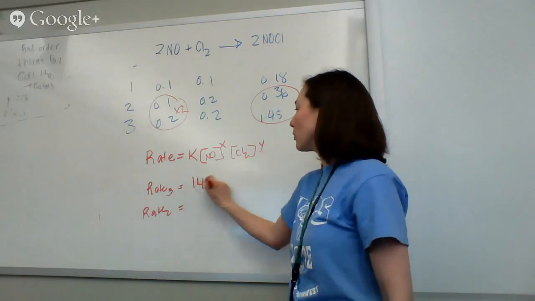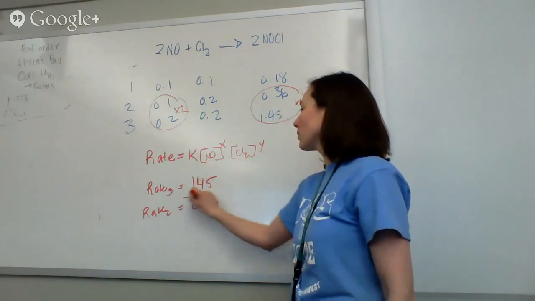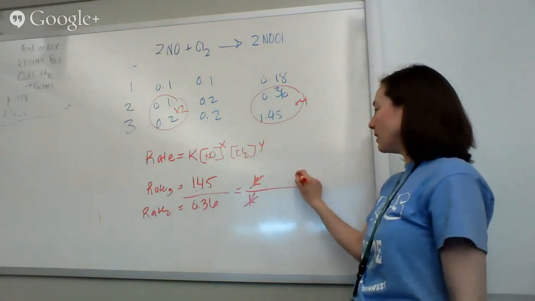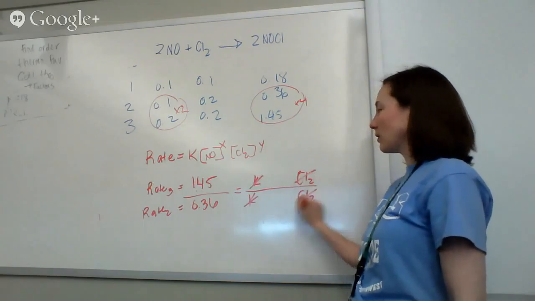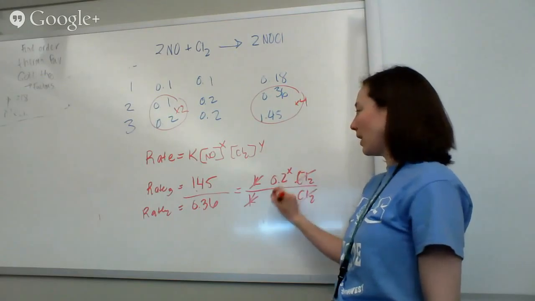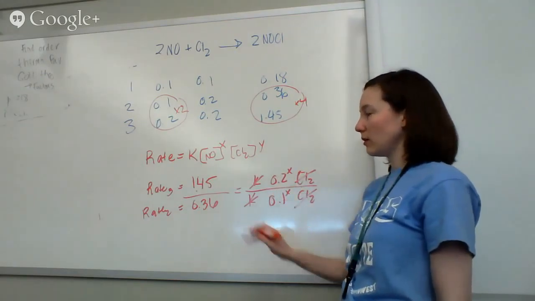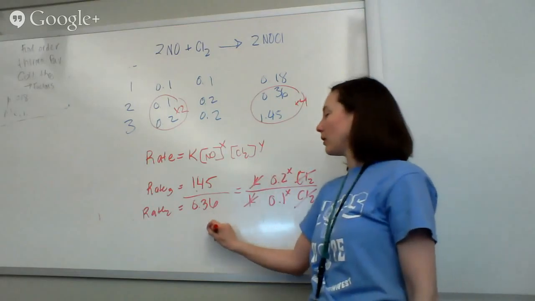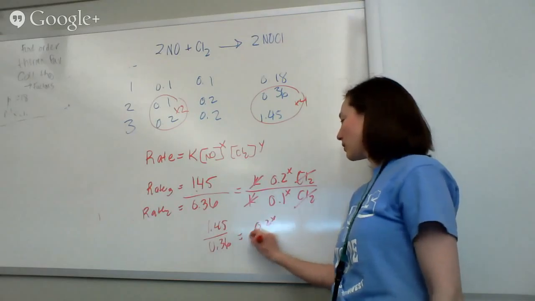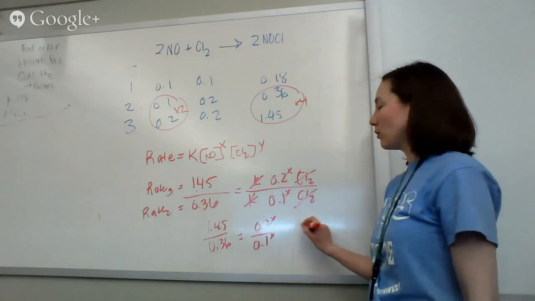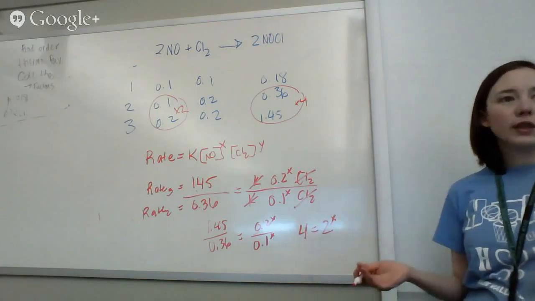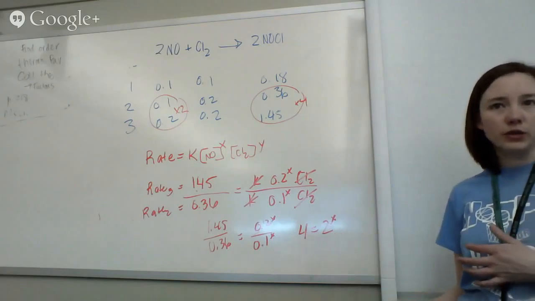The rate of trial 3 is 1.45, over 0.36, and then I know my K's are going to be constant, and my Cl2 is constant, so I'm going to cancel those out. So I just need to plug in my NO value. So I've got 0.2 to the x over 0.1 to the x. And so then when I simplify that down, I've got 1.45 over 0.36 equals 0.2^x over 0.1^x. So if I simplify that, I've got 4 equals 2^x. So the thing that makes x true is if x is equal to 2.